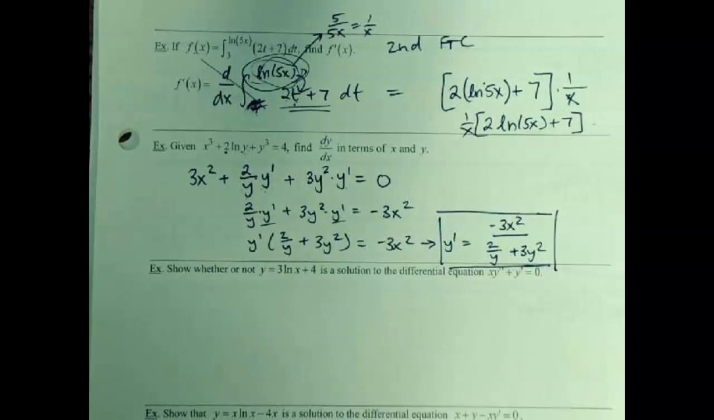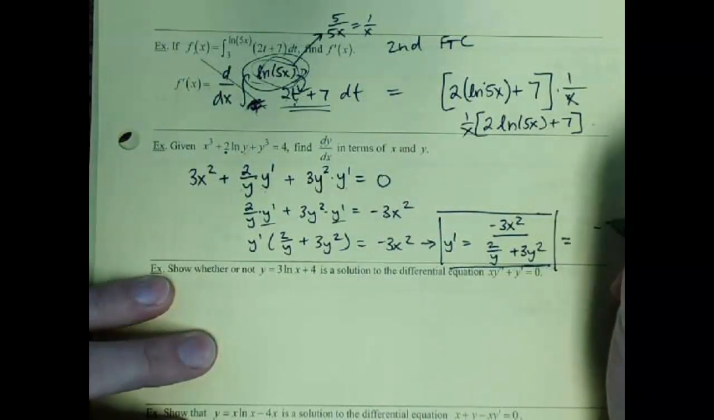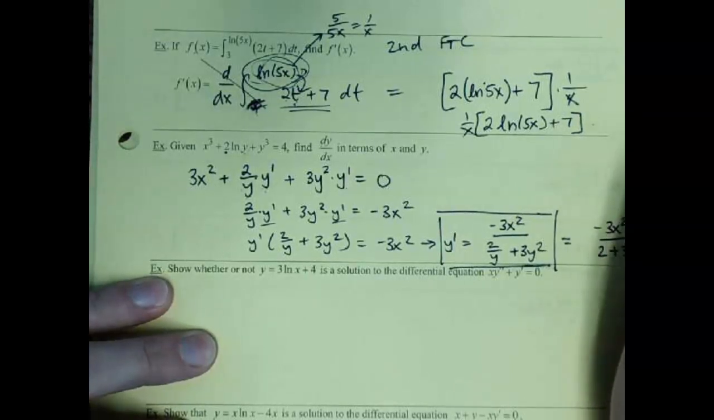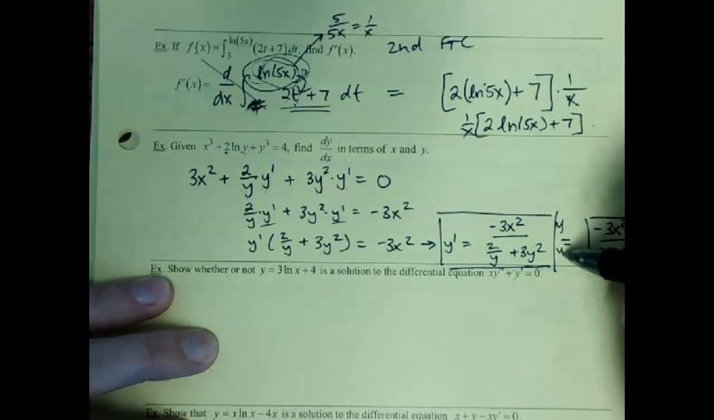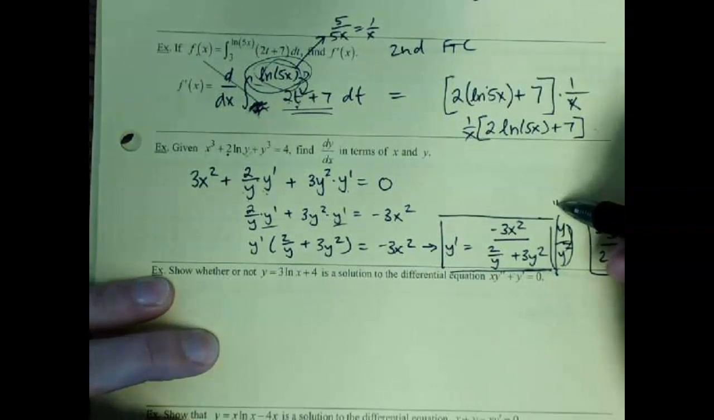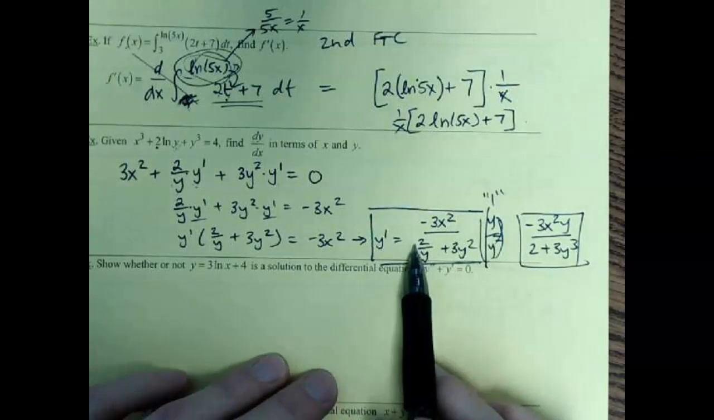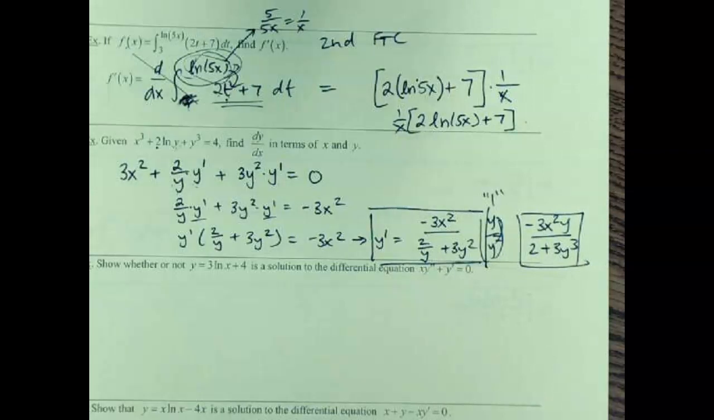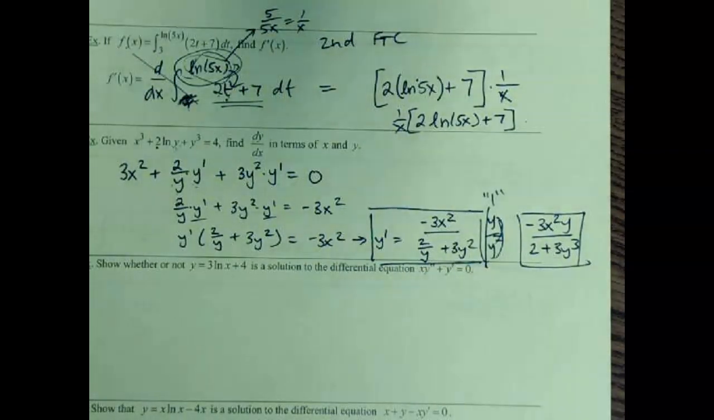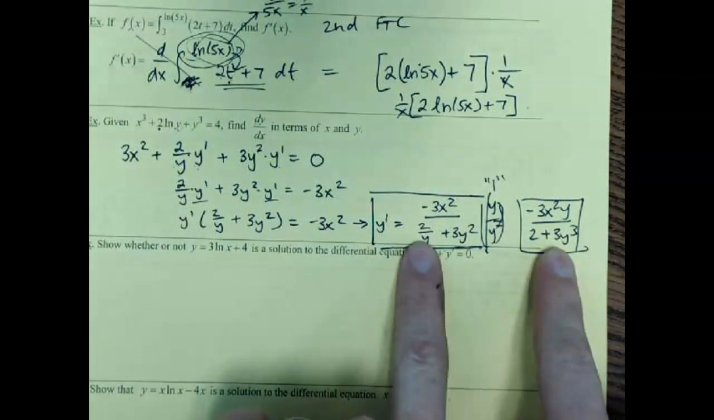Okay, so what we could do is we could just multiply everything by y. So this one we could rewrite as negative 3x squared y over 2 plus 3y cubed. We basically multiplied it by 1. If I multiply by y on the top and y on the bottom, that's just multiplying by 1 overall. It doesn't change the value, it just changes how it looks. As long as I multiply everything by y, the top and the bottom, this is equivalent to this, but that just looks a little bit nicer.